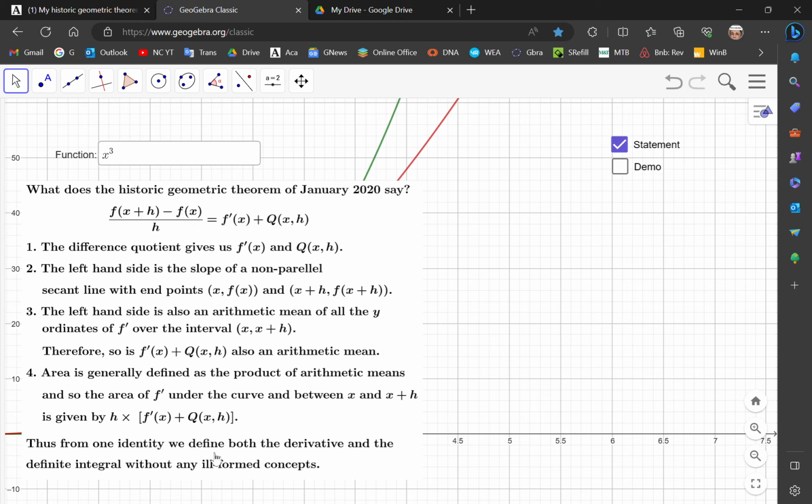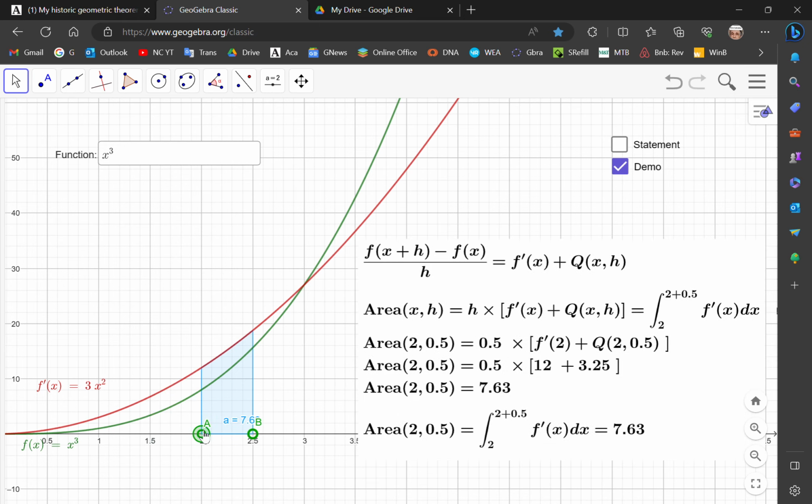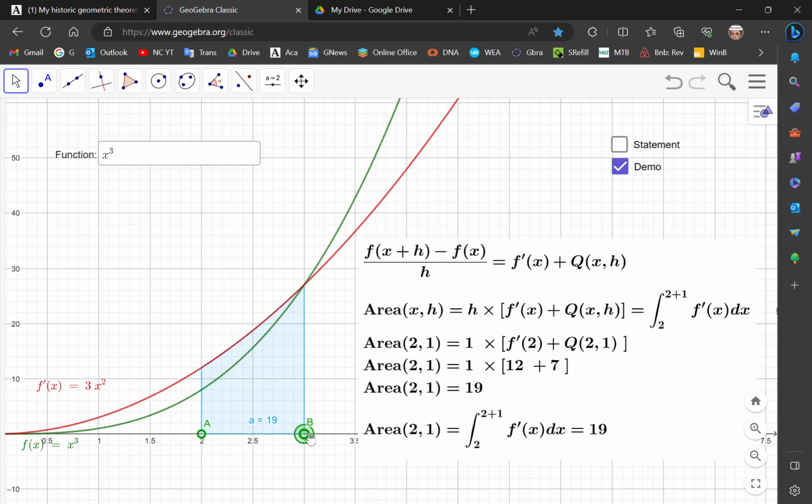So thus, from one identity, people, from one identity, we define both the derivative and the definite integral without any ill-formed concepts such as infinity, infinitesimals, and the circular rot of limit theory. And of course, we can see, no matter how we position the points, that it doesn't matter where the points are and what the functions are, this theory is true. So you'll get the correct area every time, you'll get the correct derivative and the slope difference, as well as the slope of the non-parallel secant line.